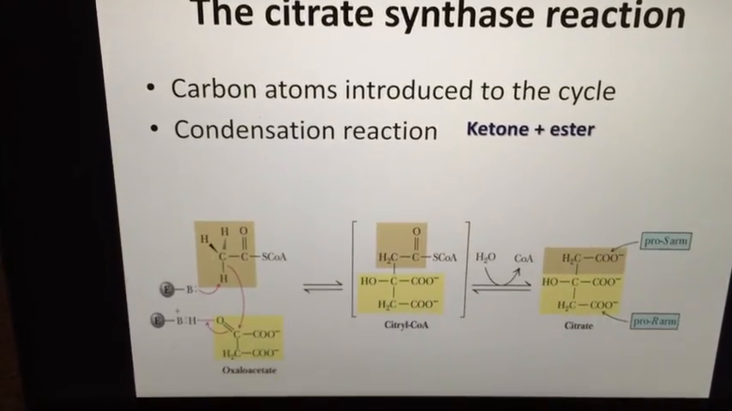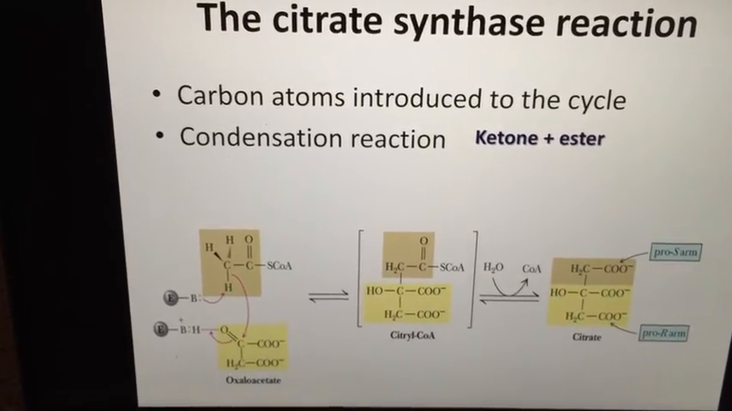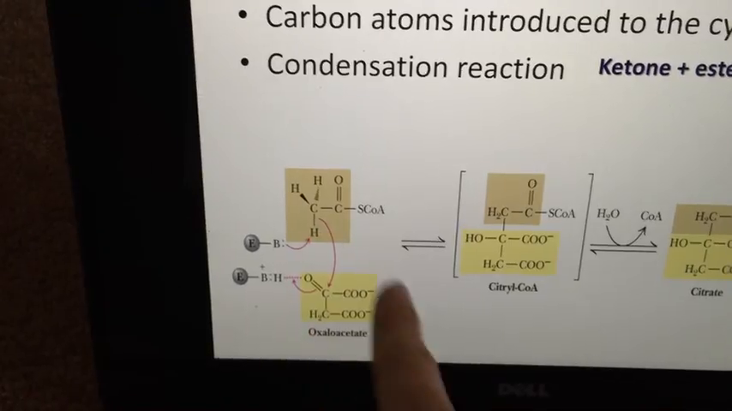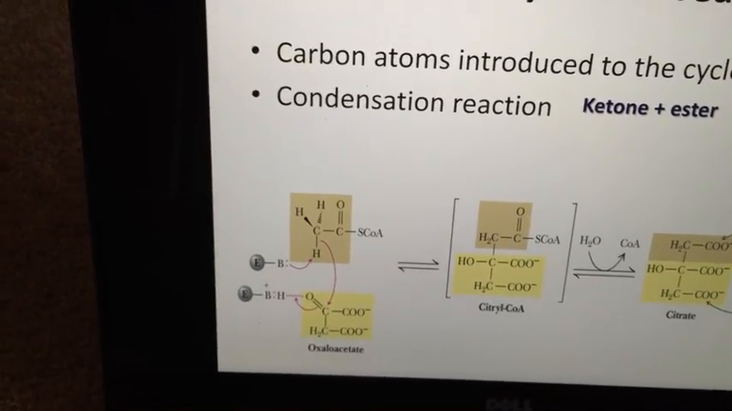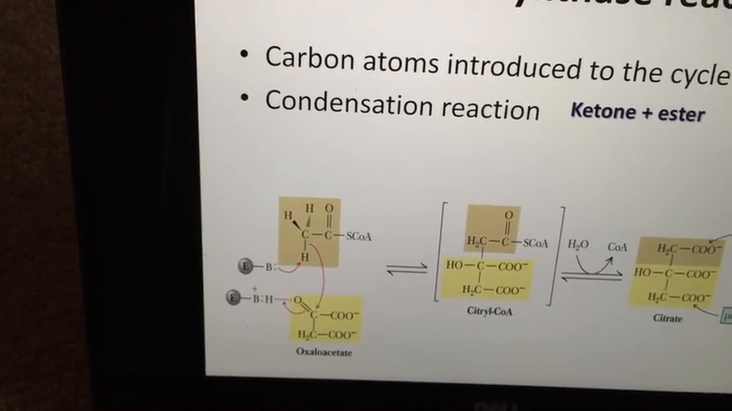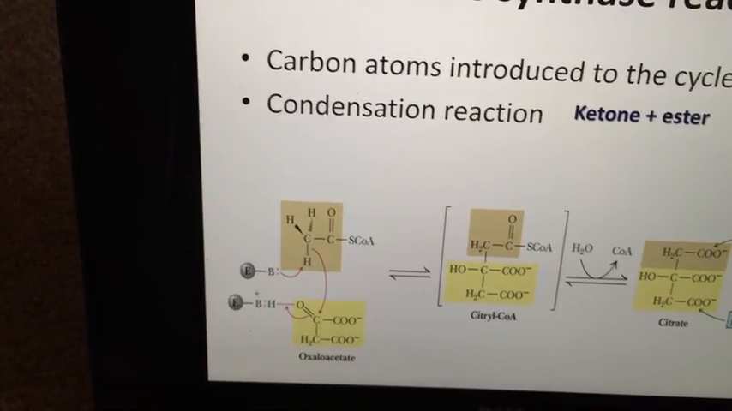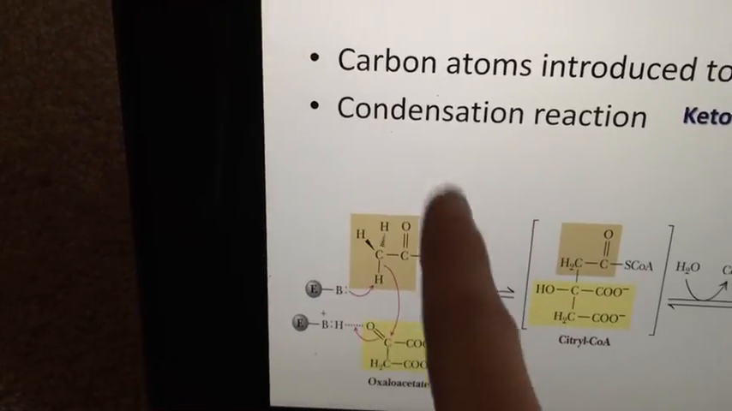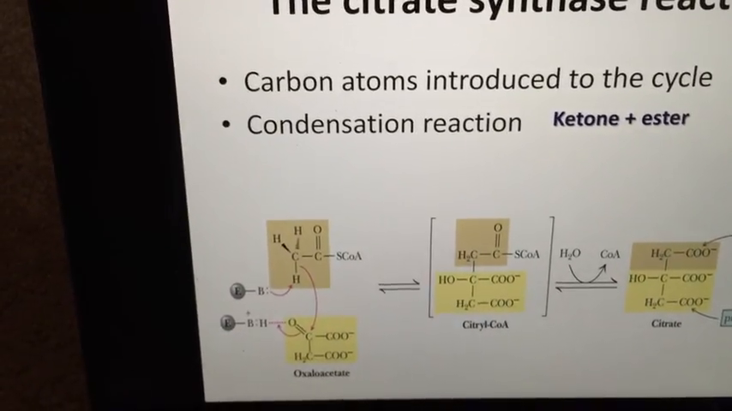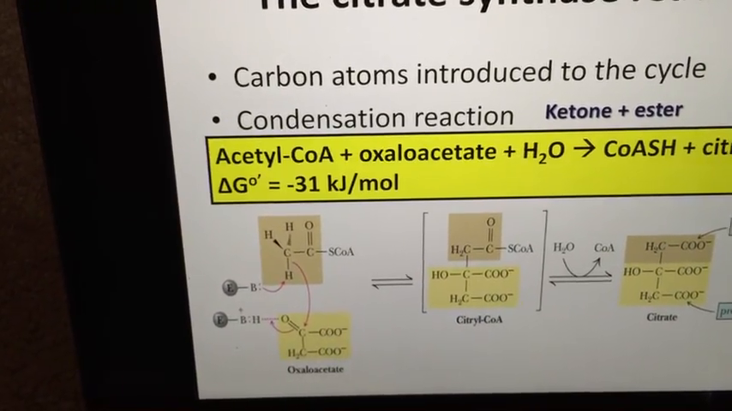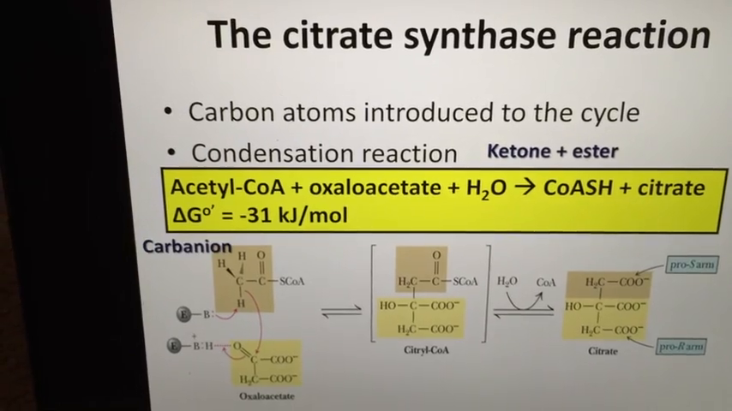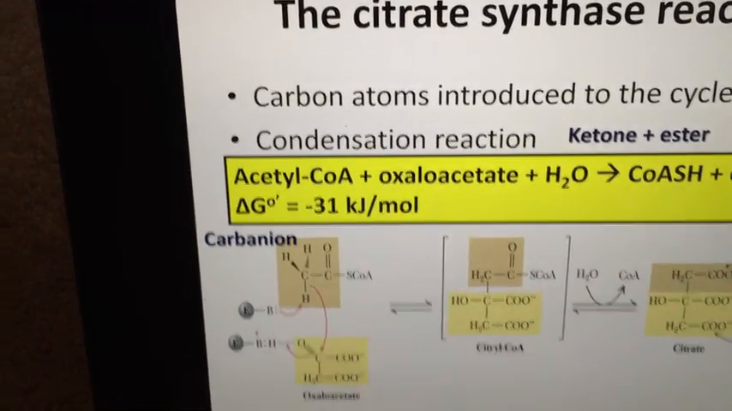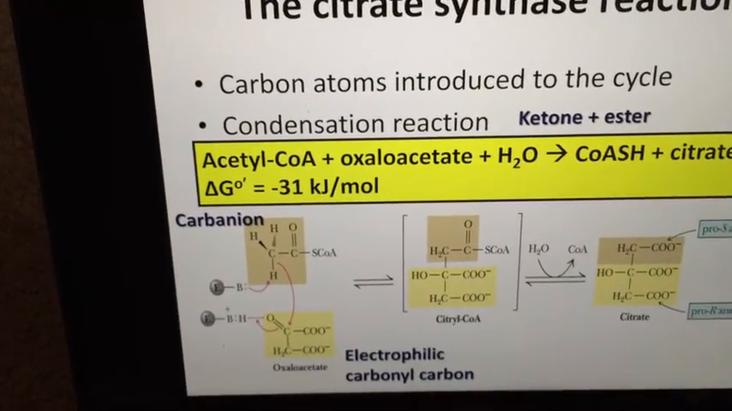It is a ketone plus an ester. So if you have a look, oxaloacetate is a ketone and acetyl-CoA is a thioester. We can see that this is quite a favorable reaction with a very large negative delta G.